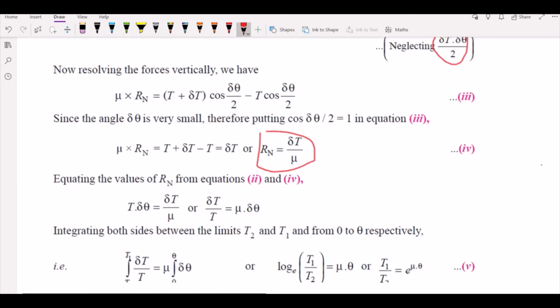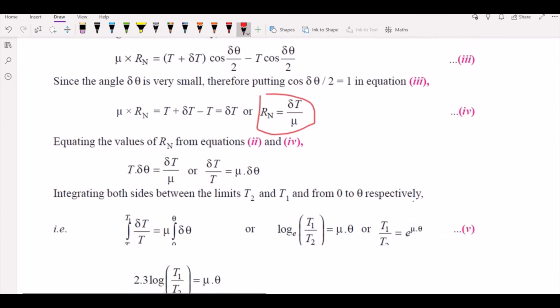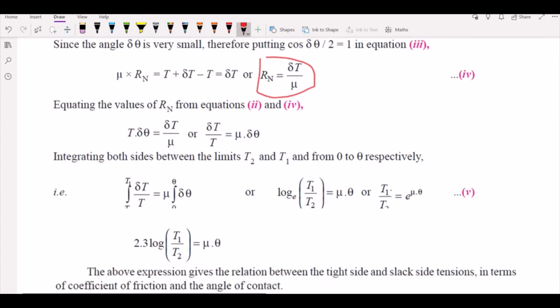Now by substitution of equation 2 and 4, this is your equation 4 and this is your equation 2, substitute that and take a relation, and this is for your small angle variation. If I want it for the complete length, I will integrate that. If I integrate that, then finally I will get this relation as T1 by T2 equal to e power mu theta. Or you can also write this directly as 2.3 log of T1 by T2 is equal to mu theta. Anything is fine. Usually we go with this relation in most cases: T1 by T2 is equal to e power mu theta. This is about the tension ratio from tight side to slack side.